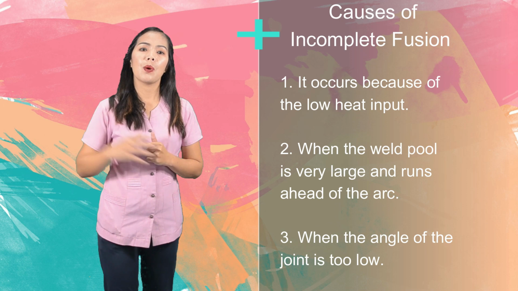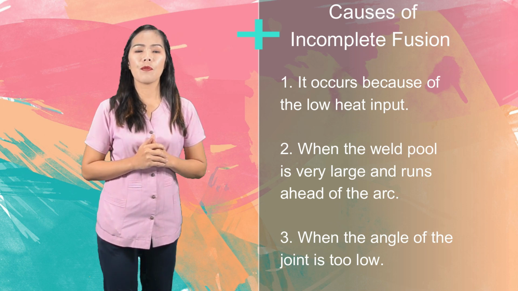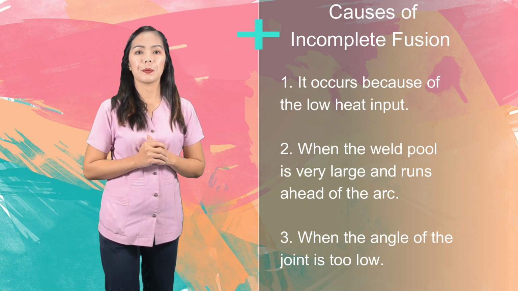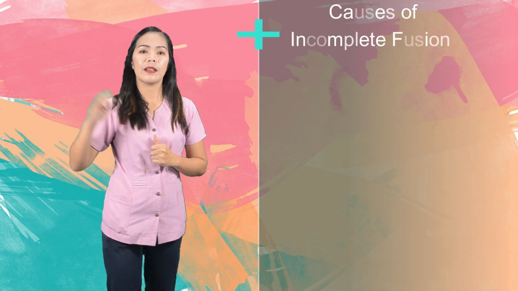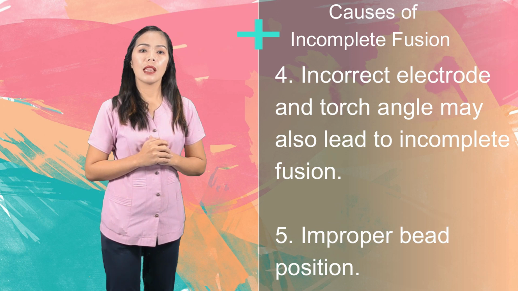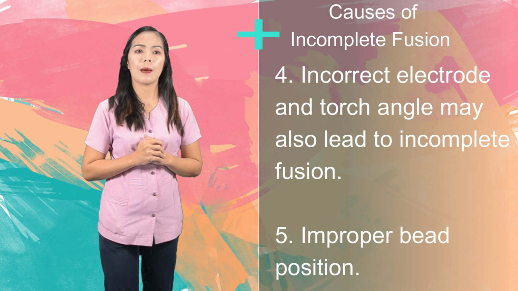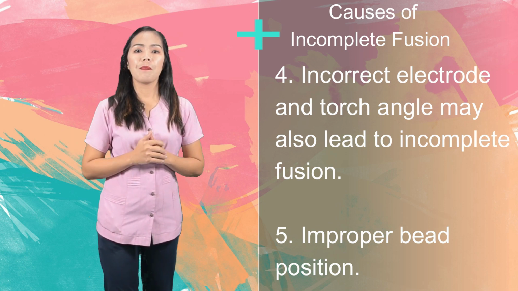Number 2. When the weld pool is very large and runs ahead of the arc. Number 3. When the angle of the joint is too low. Number 4. Incorrect electrode and torch angle may also lead to the incomplete fusion. Number 5. Improper bead position.